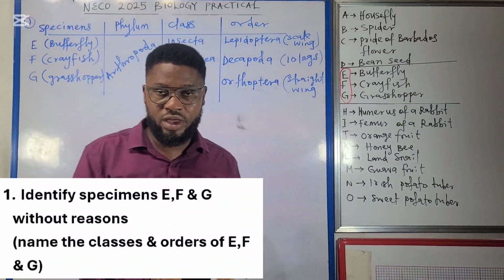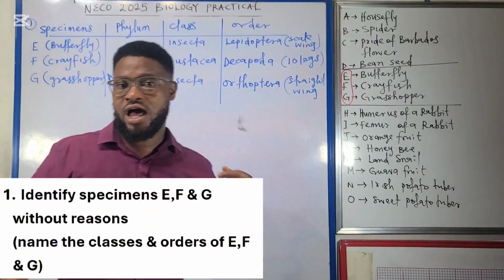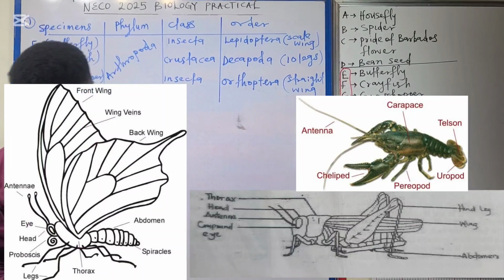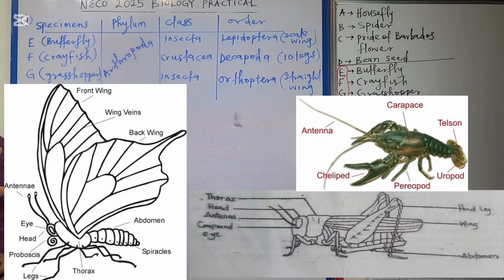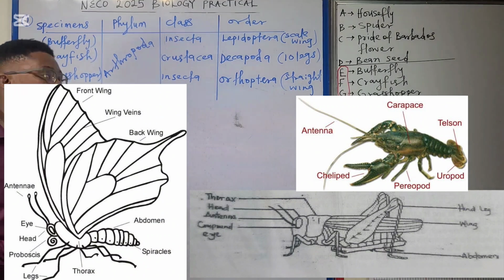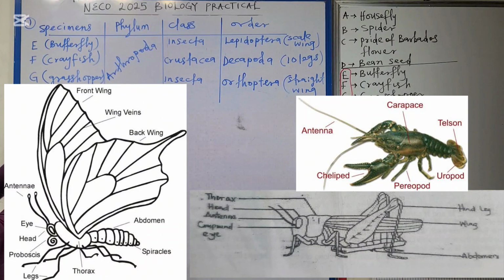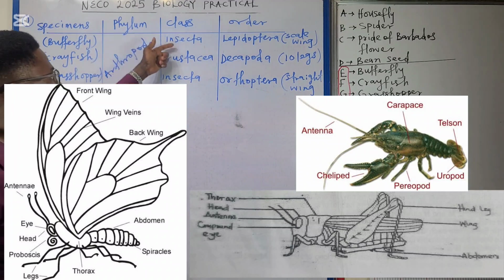Remember that in taxonomy or classification, you have the kingdom, the phylum, the class, the order, the family, the genus, and the species. So, in identifying specimen E, F, G, as you can see in the diagram on your screen, specimen E is a butterfly, specimen F is a crayfish, specimen G is a grasshopper. What phylum does specimen E, F, and G belong to? They are all arthropods. That's Arthropoda, jointed appendages or legs. So what is the class of specimen E? Specimen E and specimen G, they are Insecta.